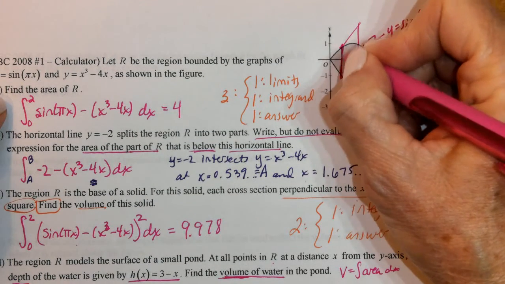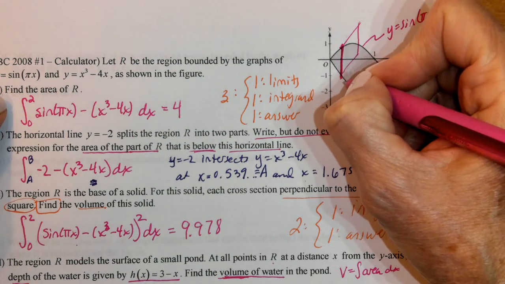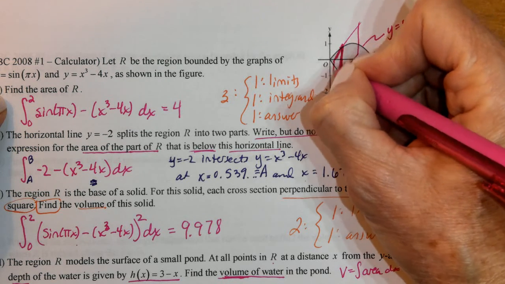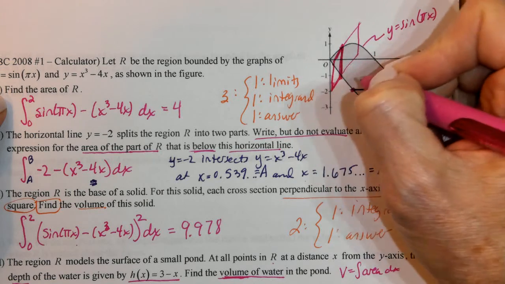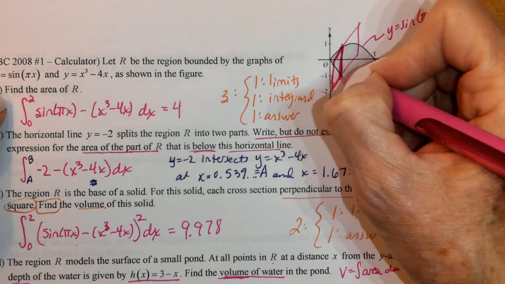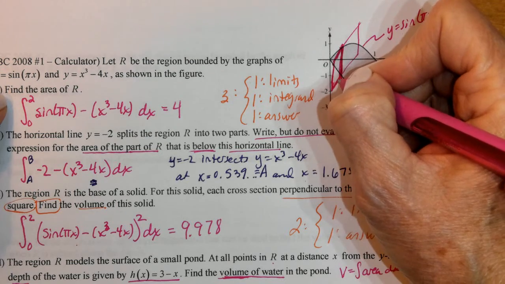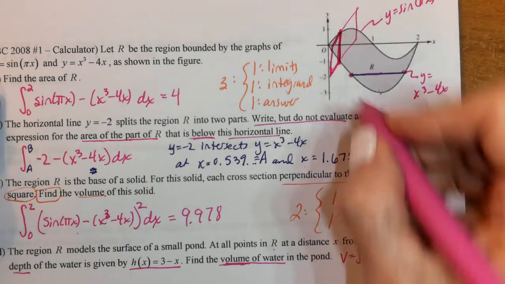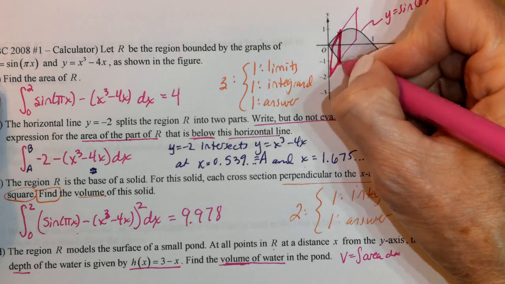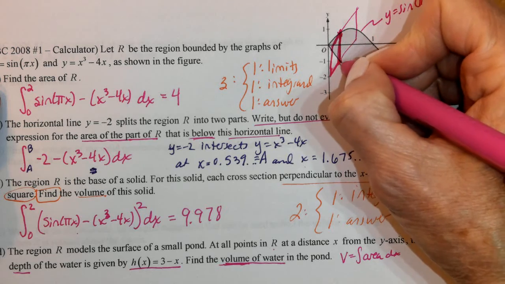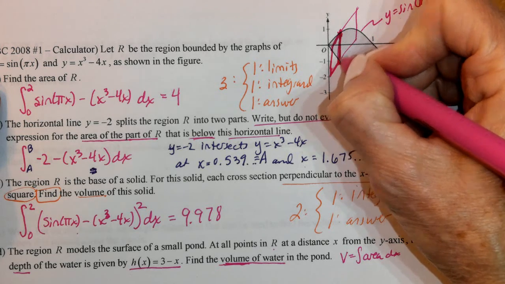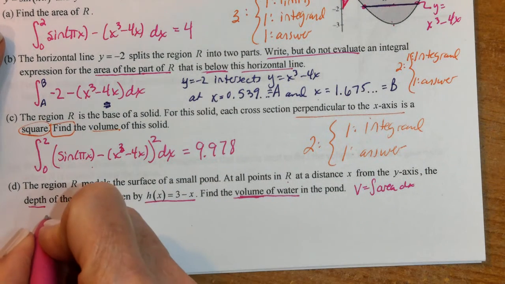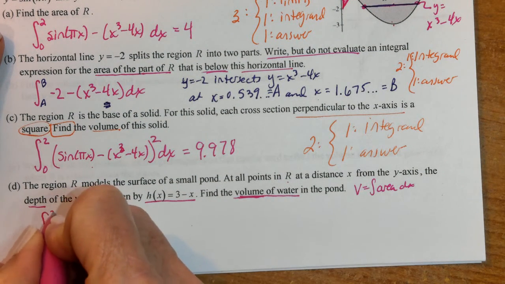So they give me the depth, and we're at a distance x units from the y-axis. So this is x units from the y-axis right here. And right here, the depth is given to me. So we're going underneath the page. The depth will be right there. So I have a rectangle, so my area will be the area of a rectangle. The length of the rectangle is the top minus the bottom again: sine of pi x minus x cubed minus 4x. The depth is 3 minus x. So my volume will be the integral from 0 to 2.